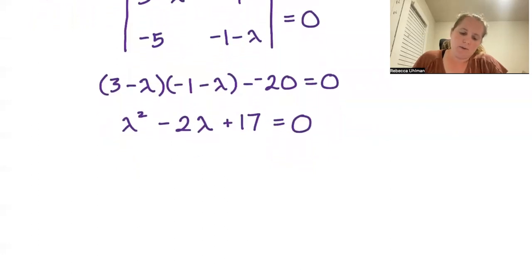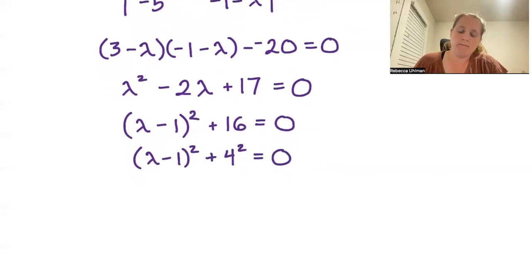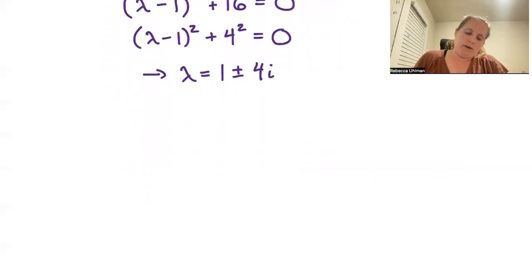That left-hand side can be rewritten as lambda minus 1 squared. That would be lambda squared minus 2 lambda plus 1. And then we just have a plus 16 remaining. Is that equal to 0? Or lambda minus 1 squared plus 4 squared is equal to 0. This means that lambda is 1 plus or minus 4i. So we will go ahead and just pick lambda to be 1 plus 4i.